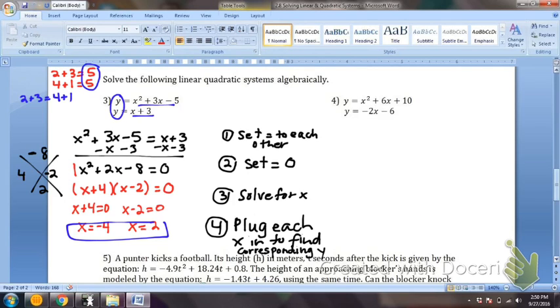Now, which equation do you think it's going to be easier to plug in for? X plus 3, right? So if I have y equals x plus 3, and I'm going to plug in my first x value, which is negative 4. What's negative 4 plus 3? Negative 1. So y is negative 1 when x was negative 4. So I have the point negative 4 comma negative 1. That's going to be my first point.